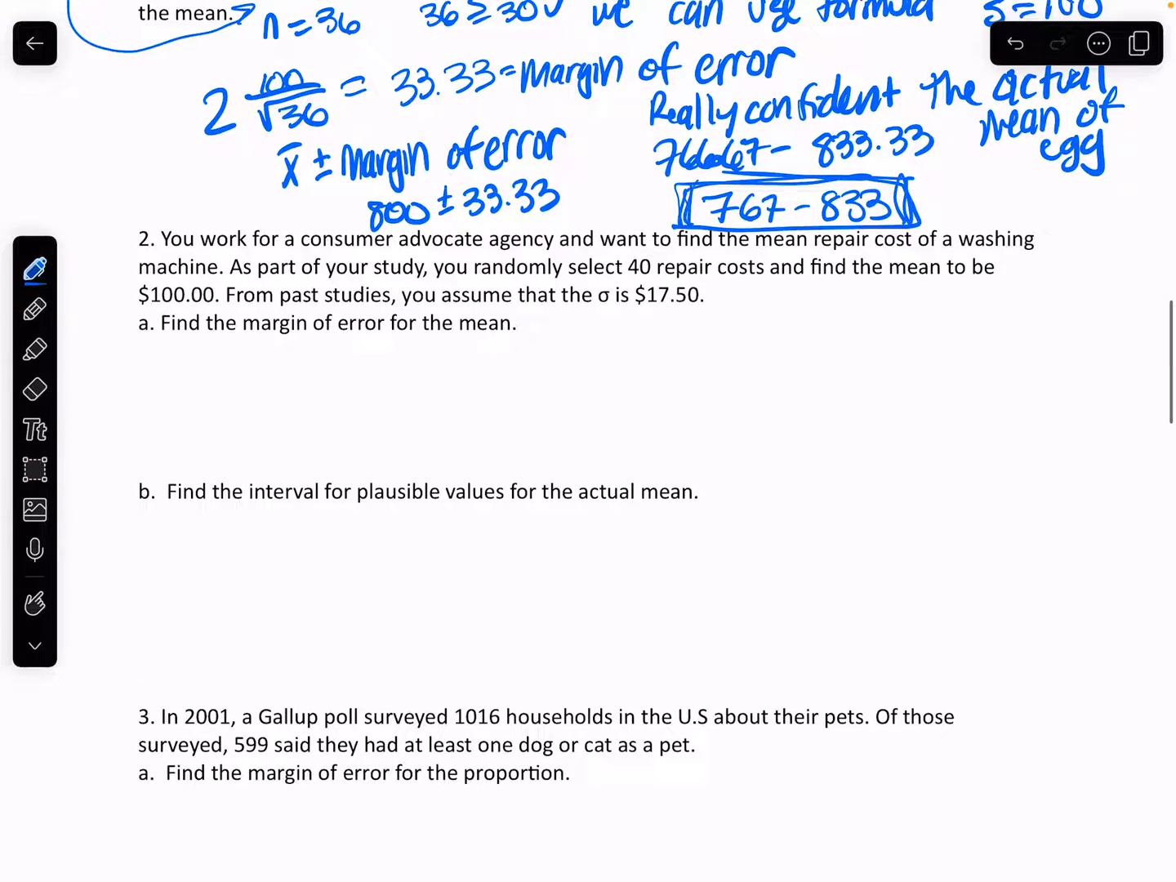So if we take a look at this next one, you work for a consumer advocate agency and want to find the mean repair cost of washing machines. As part of your study, you randomly select 40 repair costs and find the mean to be $100. From past studies, you assume that the standard deviation for the population is 1750. Find the margin of error for the mean.